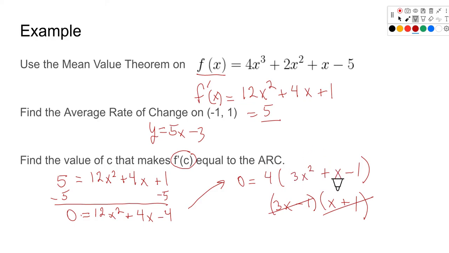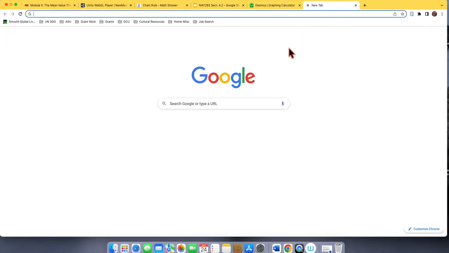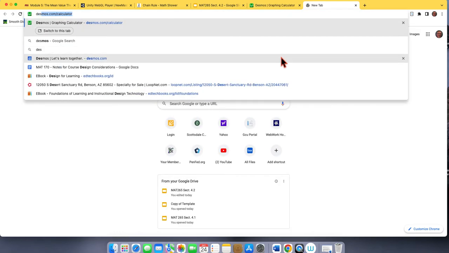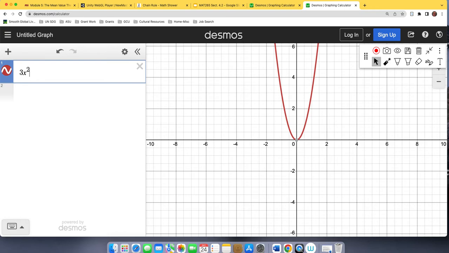But we could use the quadratic formula. We could also solve this graphically. I could just take 3x squared plus x minus 1, graph it, and see where it crosses the x-axis, right? So let's open up a new Desmos, because I want to come back to that other one. So what was our derivative? It was 3x squared plus x minus 1. And I find 2 places.